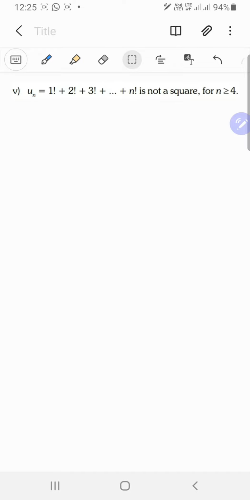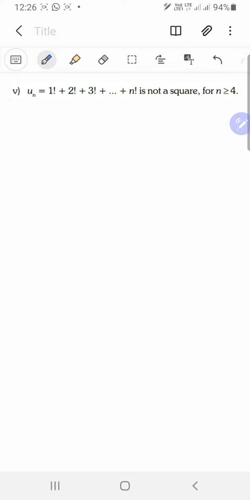Okay, so in this question, we have to prove that 1 factorial plus 2 factorial plus 3 factorial all the way till n factorial is not a square for n bigger than or equal to 4. So just a quick recap, what is the factorial first of all? m factorial is given by m into m minus 1 into m minus 2 all the way till 1. So it's the product of the first m positive numbers. Okay, so let's deal with this question.